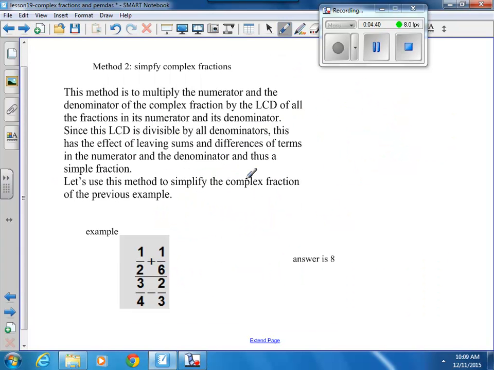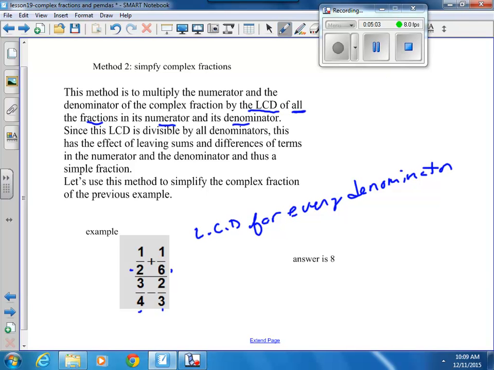So, simplify a complex fraction. Find the LCD of all the fractions in the entire problem, in the numerator and the denominator. So look at 2, 6, 4, and 3. The LCD for every denominator in the entire problem is clearly 12. So take that LCD of 12 and just follow my recipe here. Multiply 12 through to all the numerators of the problem. This has the effect of leaving sums and differences of terms in the numerator and the denominator, and thus a simple fraction. Let's just try this.